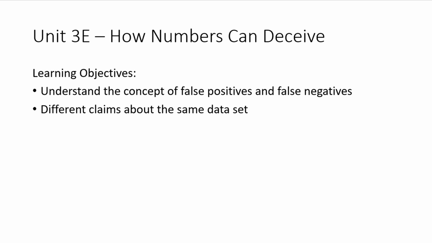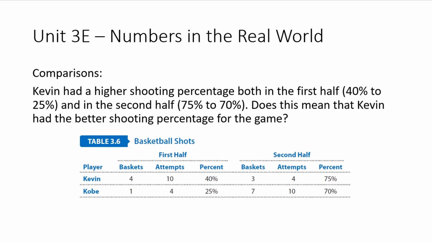This is Unit 3E, How Numbers Can Deceive. This is the first lesson after the MyLabs orientation that you will do in MyLabs. The learning objectives are: understand the concept of false positives and false negatives, and determine claims about the same data set.